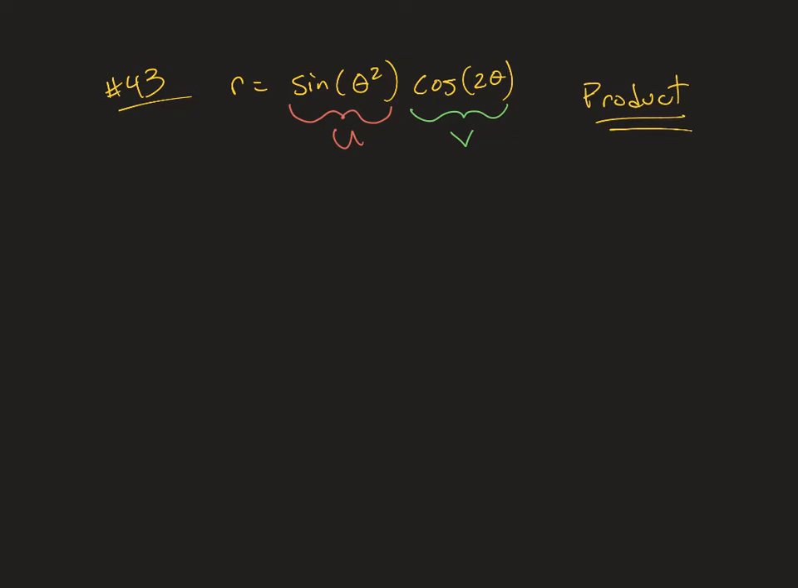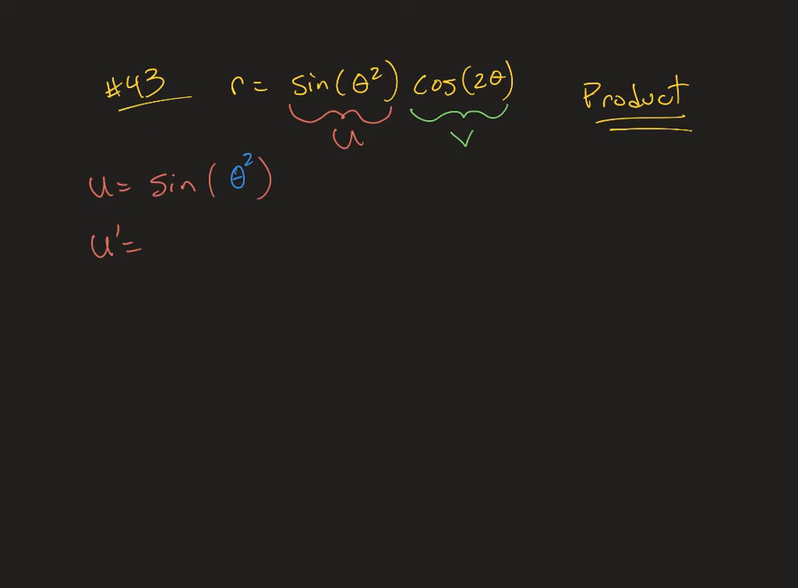So the product rule works something like this. I get organized by doing my u and my v, and my u prime and my v prime. So u is the sine of theta squared. U prime has a composition here. So keep in mind, theta squared is a function in and of itself. It's a power rule function.